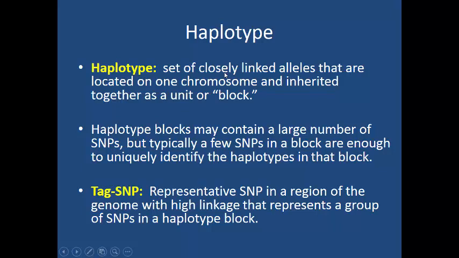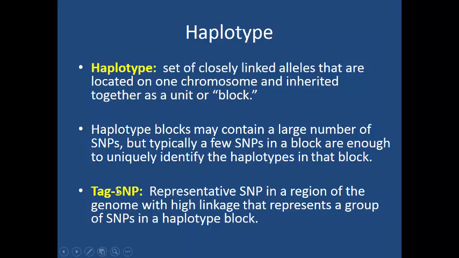So when we talk about genotype, we're talking about one allele and two chromosomes. When we talk about haplotype, we're talking about multiple alleles on one chromosome. So I'll let that sink in for a minute. And these alleles tend to be inherited together as a unit or a block. Haplotype blocks may contain a large number of variants, but typically a few SNPs in the block are enough to uniquely identify the haplotype in that block.